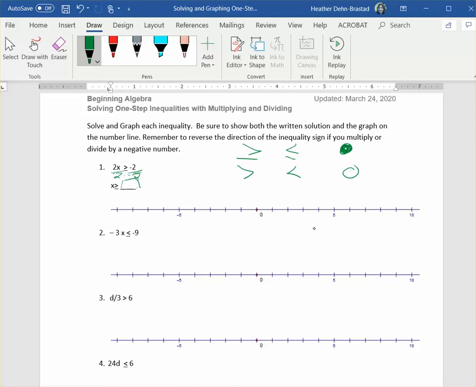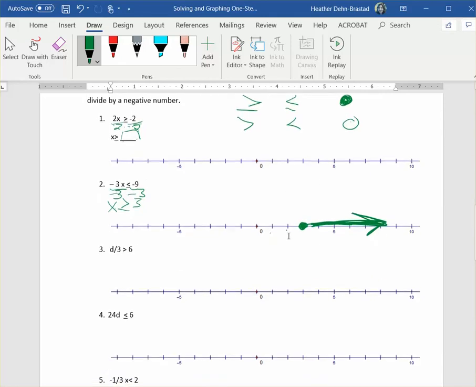Let's look at number 2, because there's a negative number. Number 2 says negative 3 times x is less than or equal to negative 9. So the opposite of multiplying by negative 3 is to divide by negative 3. And because we're dividing by a negative number, we have to switch the less than or equal to a greater than or equal. And then negative 9 divided by negative 3 would be a positive 3. So when we graph this, we'll go to 3, 1, 2, 3, put a solid dot, and then an arrow to the right.